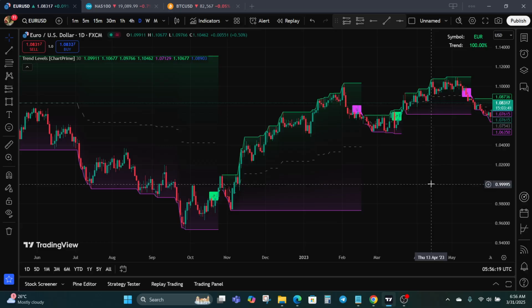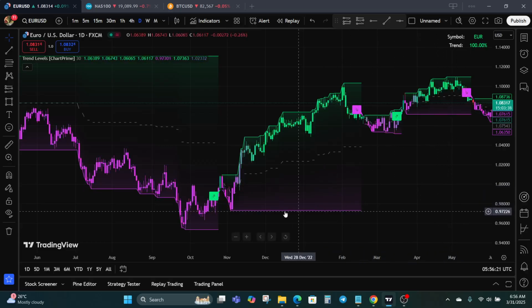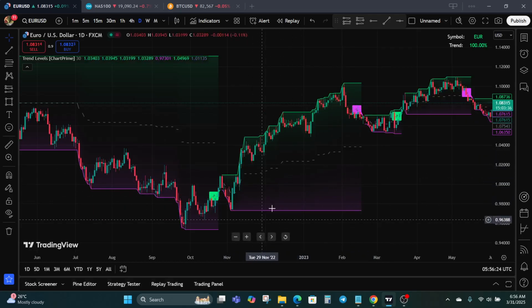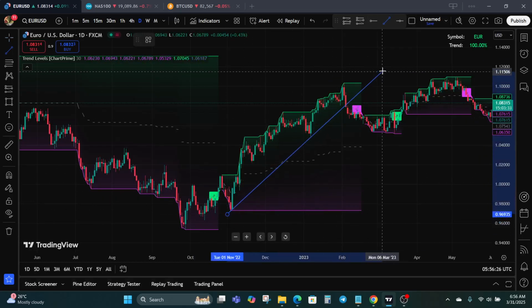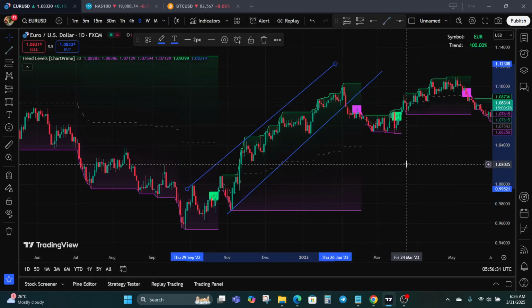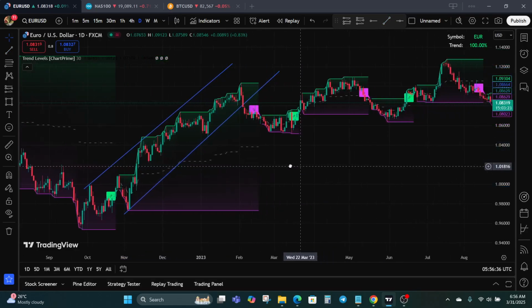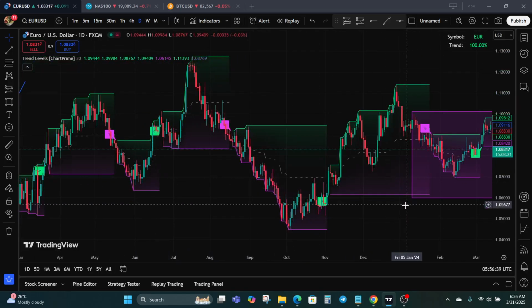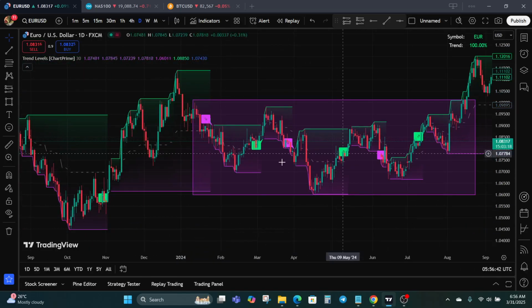A trending market is one where prices are constantly moving in one direction. When price is consistently moving in one direction, that is a trending market. While a ranging market is when prices are stuck between two levels, not really going anywhere, like what we can see happening around here. So the trend levels indicator picks up on these trends and helps you avoid entering trades when the market is not showing clear direction.